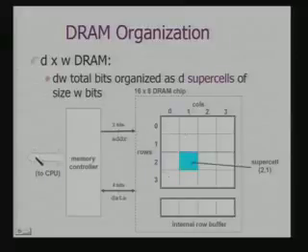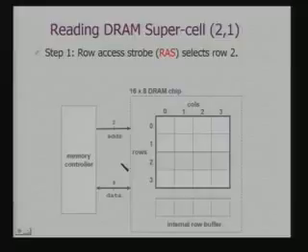The CPU generates the address, which goes to the memory controller. Once it receives the address, the memory controller generates separately the row address and the column address to access the data which is stored in a particular cell. So let us see how the reading really takes place.